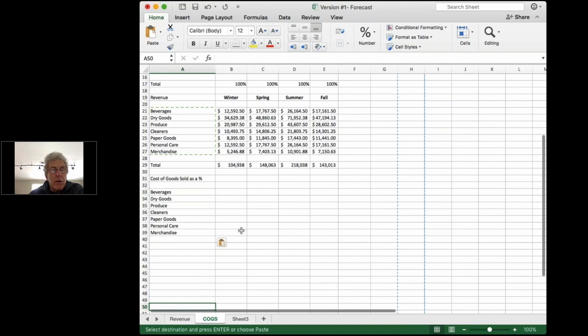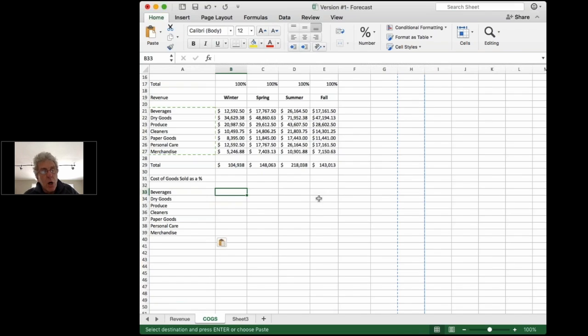Now, you have to decide what your cost of goods sold is for all these various categories.